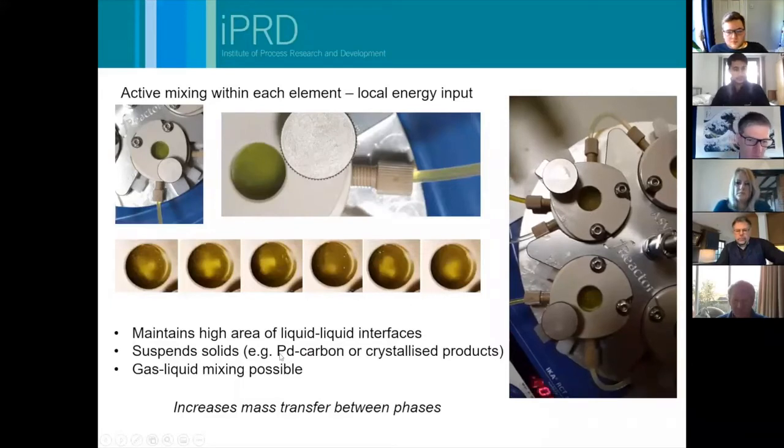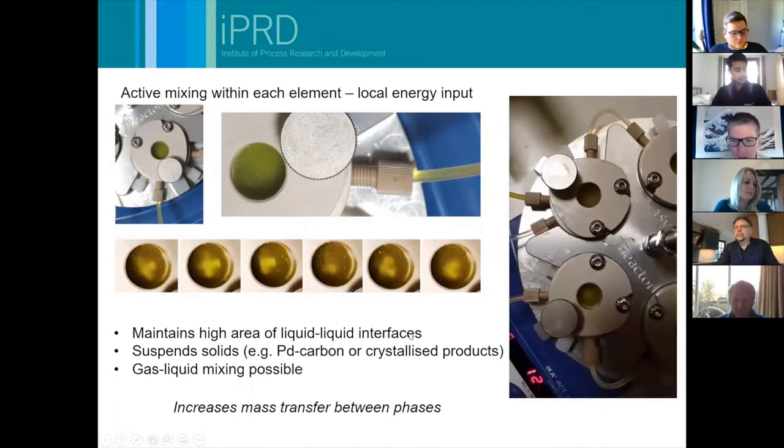We can suspend solids, so we can suspend catalysts, and we can actually crystallize within the reactors as well. And because we're continually moving material around, we find that the crystals tend to stay suspended in the solution. They do sometimes aggregate on the walls of the reactor, but generally not so badly. And actually, we've performed some really nice crystallizations within these.